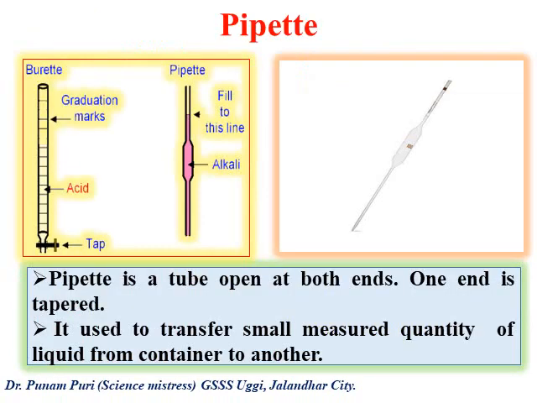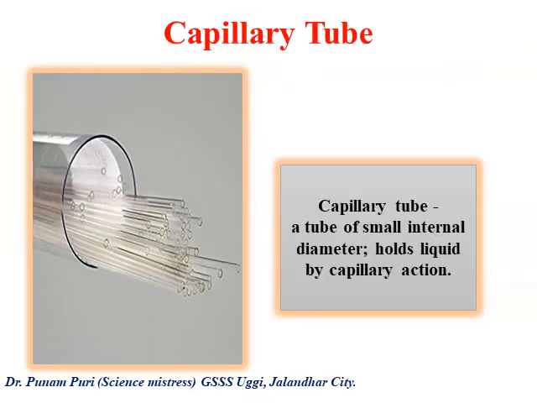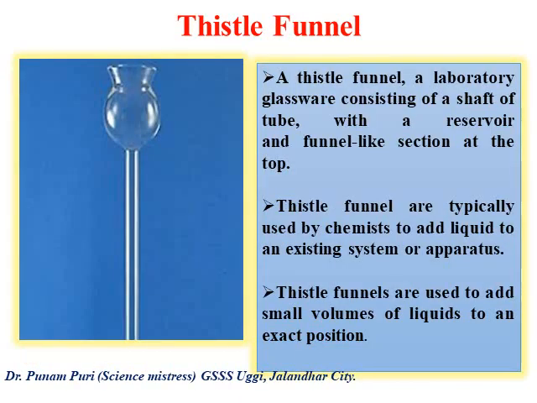Pipette. Pipette is a tube open at both ends. One end is tapered. It is used to transfer a small measured quantity of liquid from one container to another. Capillary tube. A tube of small internal diameter holds liquid by capillary action.